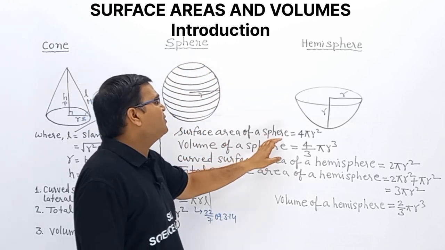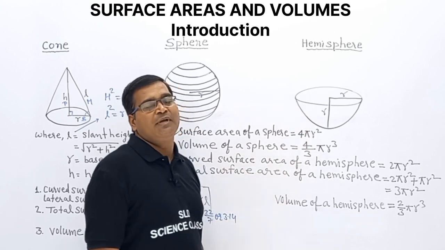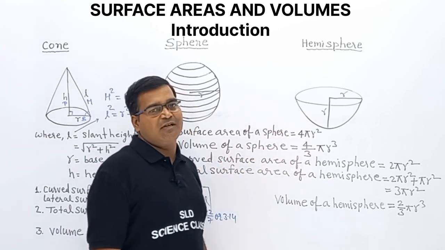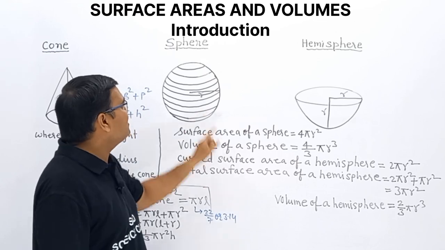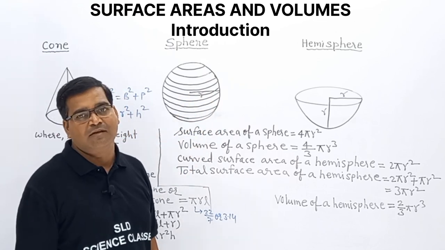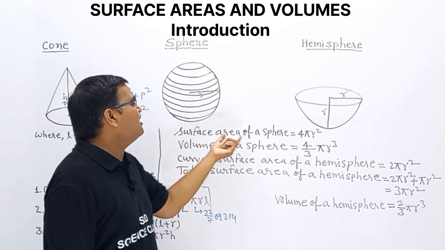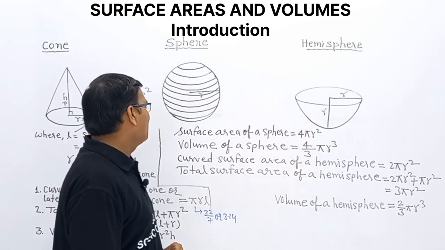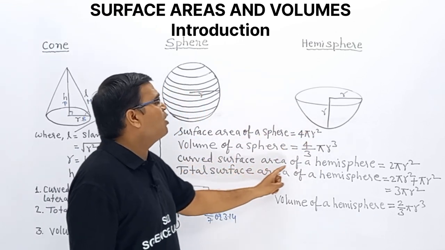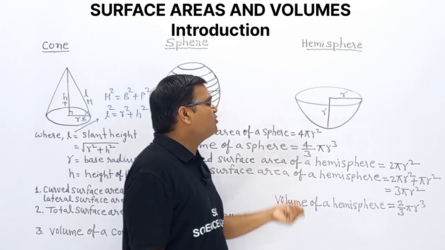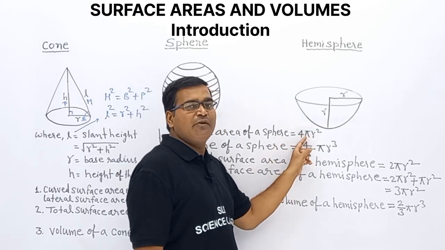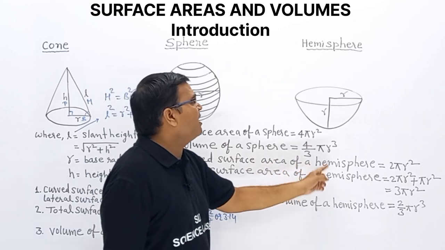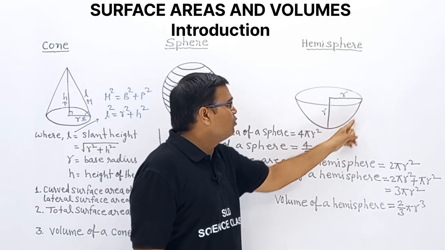Surface area of a sphere is 4 times the area of a circle. 4 pi r square. R is what? Radius of a sphere. Clear? So surface area of a sphere is 4 pi r square, and half of this will be the curved surface area of a hemisphere. Half of this will be what? 4 pi r square divided by 2, which is 2 pi r square. So we can say the curved surface area of a hemisphere, this curved part.